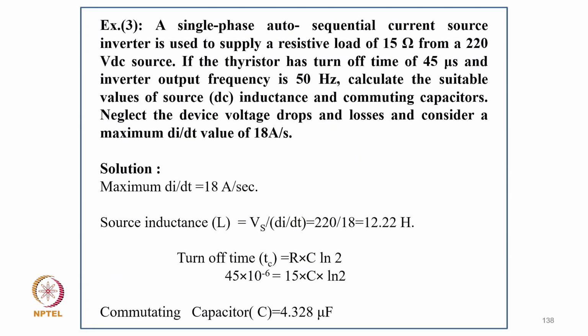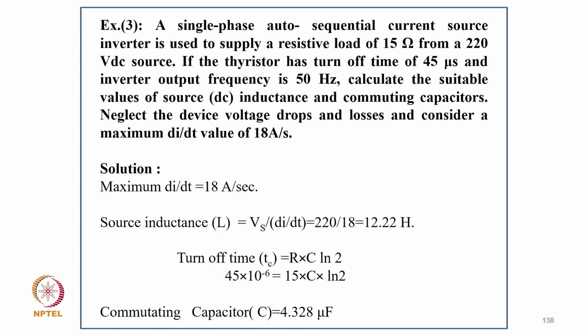Coming to example 3, a single phase auto sequential current source inverter is used to supply a resistive load of 15 ohm from a 220 volt DC source. If the thyristor has a turn off time of 45 microseconds and the inverter operating frequency is 50 Hz, calculate the suitable value of source inductance and commutating capacitor. Neglect the device voltage drop and the losses, and consider a maximum di by dt value of 18 ampere per second.